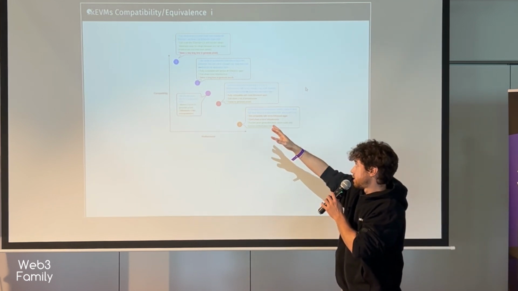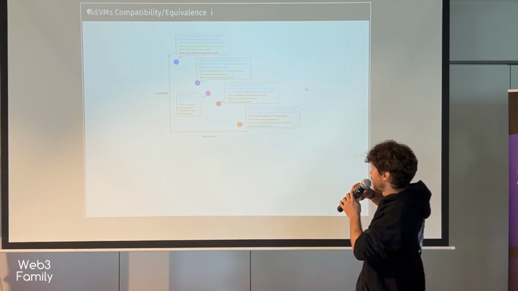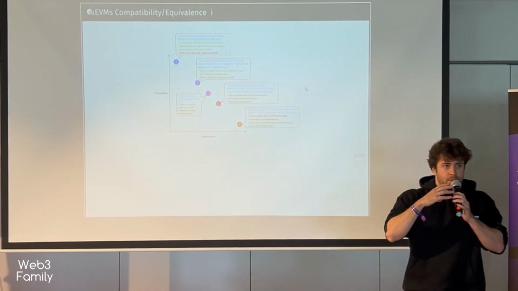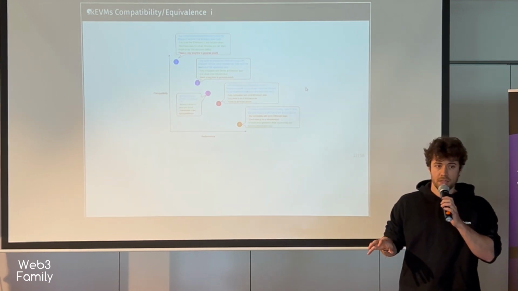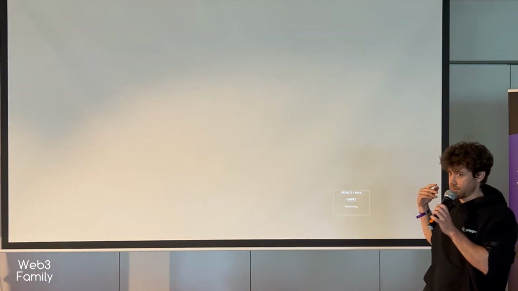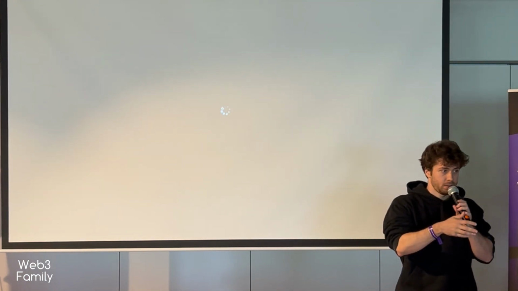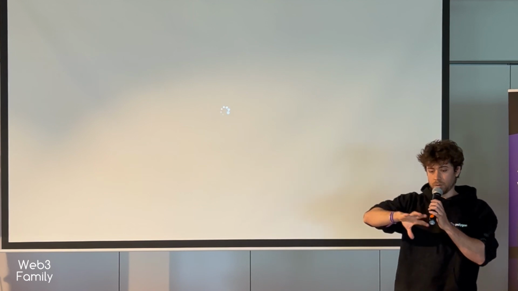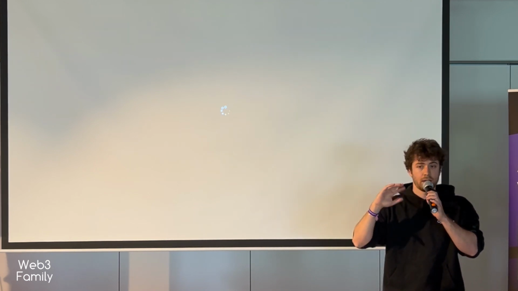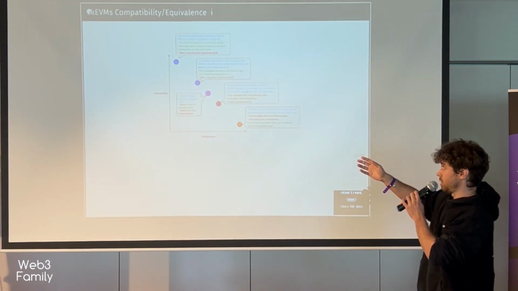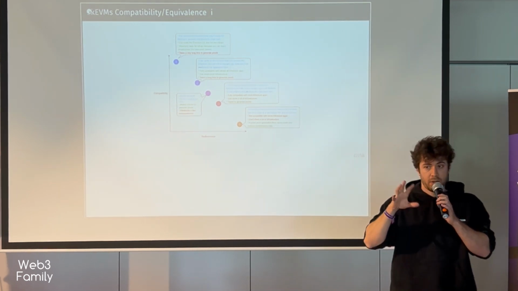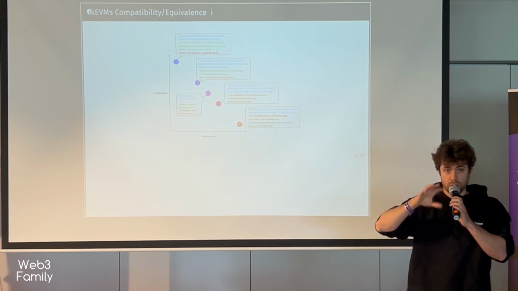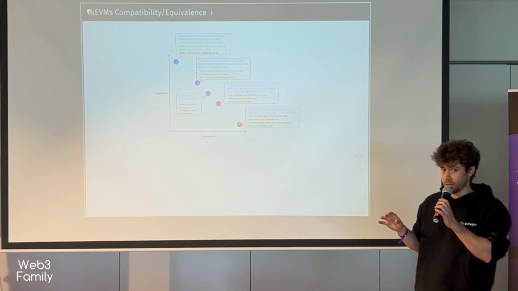Type 2, the difference with the EVM is that the state transition is the same, but internally the tree is a bit different. For example, as I said before, on Ethereum we use a Merkle tree, and the hash that we use to create this Merkle tree is Keccak. For the Polygon zkEVM, a type 2 zkEVM, we use a sparse Merkle tree, and the hash function for this tree is Poseidon.